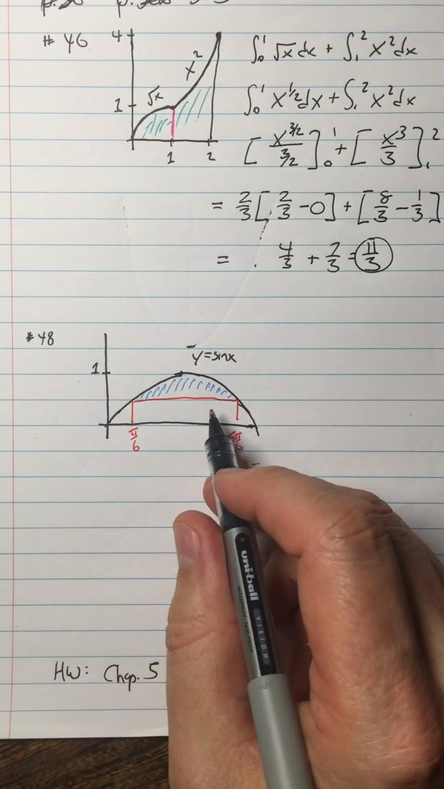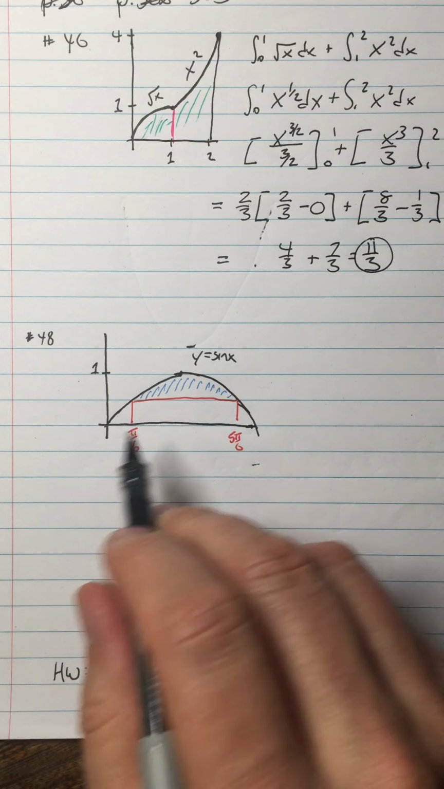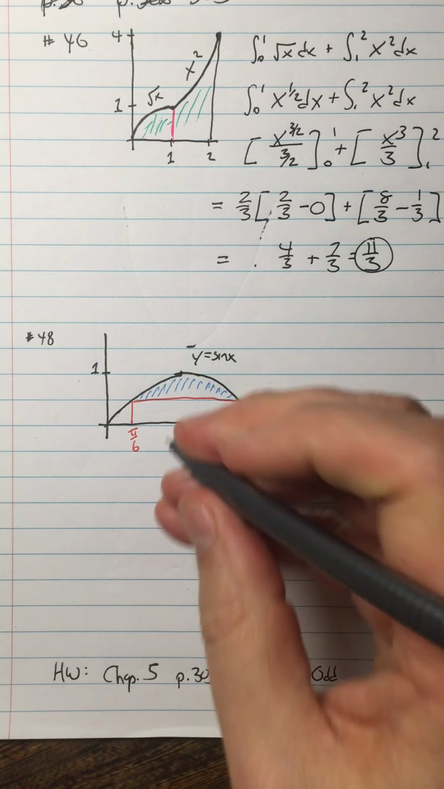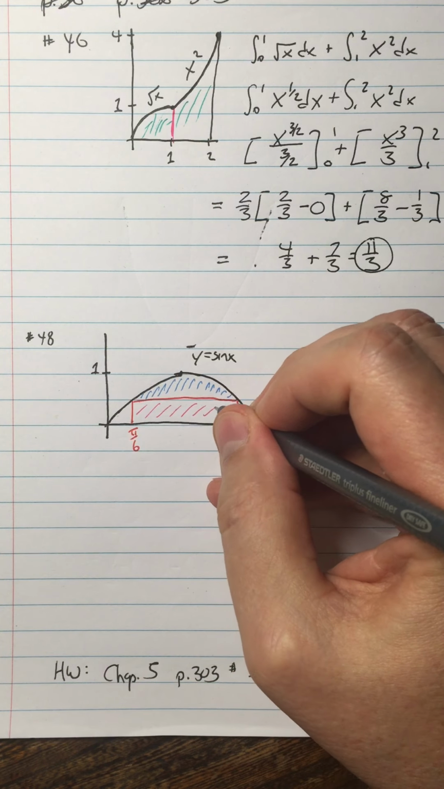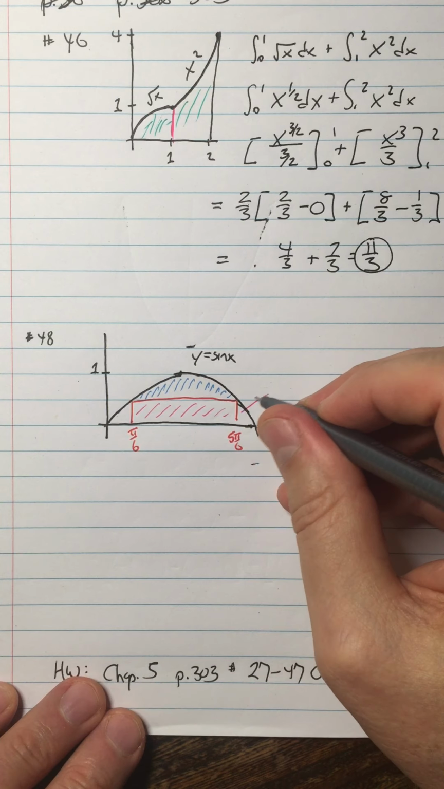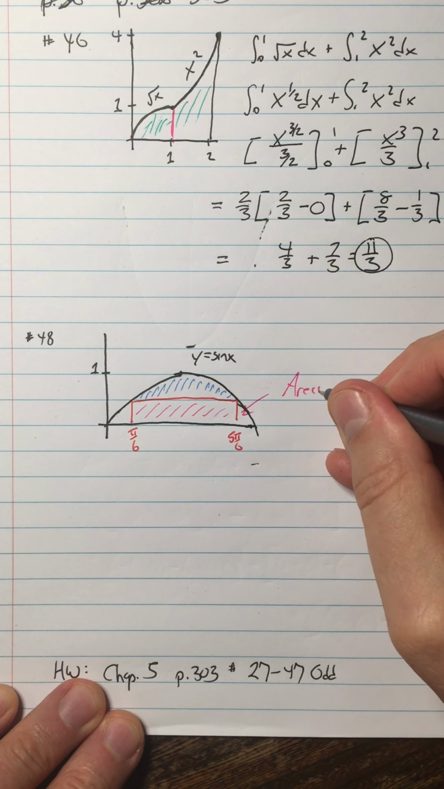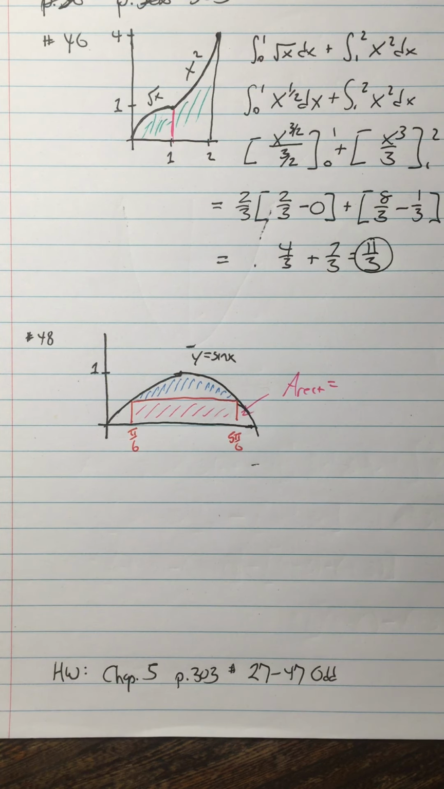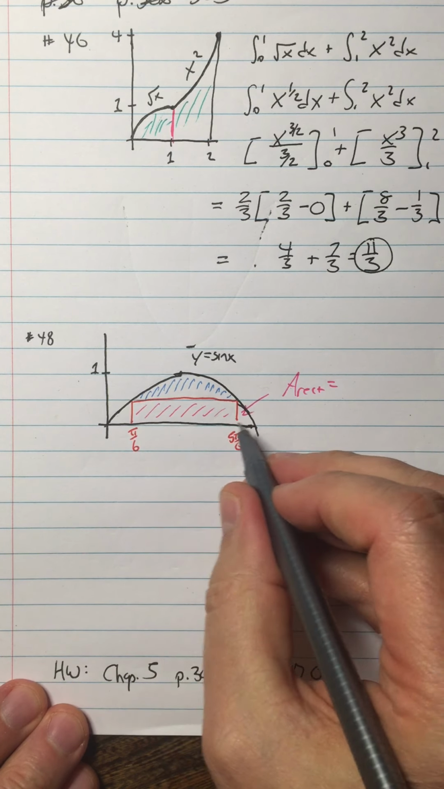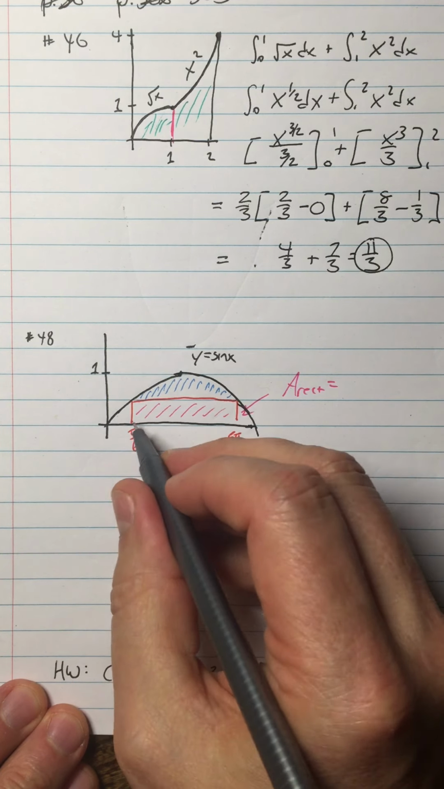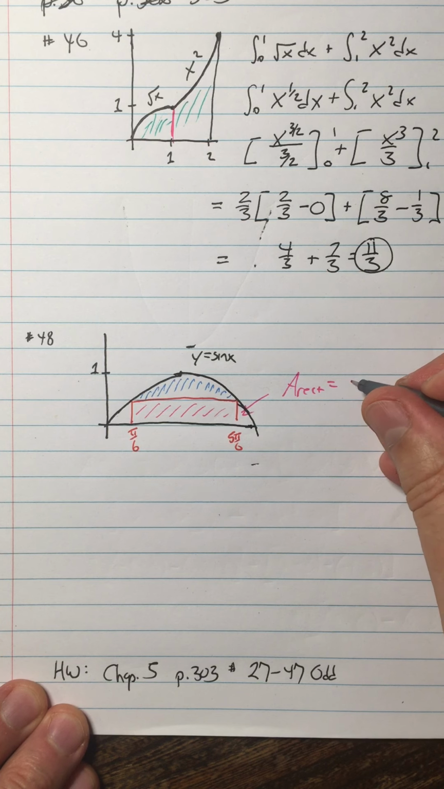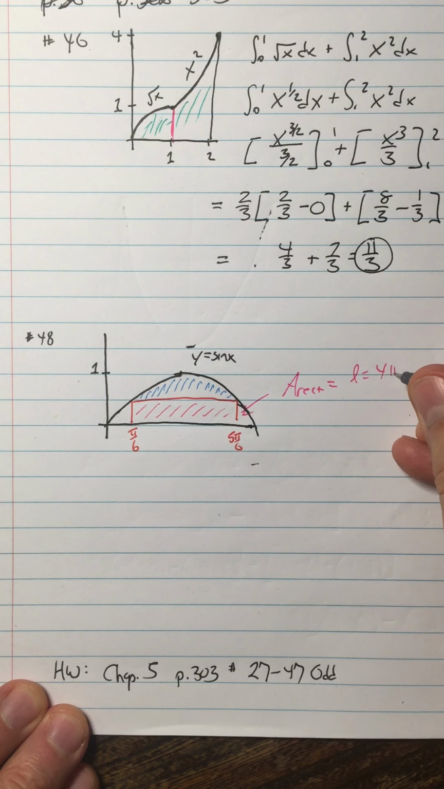All right, what about this one? Well, I want that blue area, right? So what I do is I do the integral, and then I just subtract out the rectangle. I need to know the area of that rectangle. It's not entirely trivial. Like, what is even the length of this rectangle? Well, it's 5 pi over 6 minus pi over 6. So the length is 4 pi over 6, which is also known as 2 pi over 3.